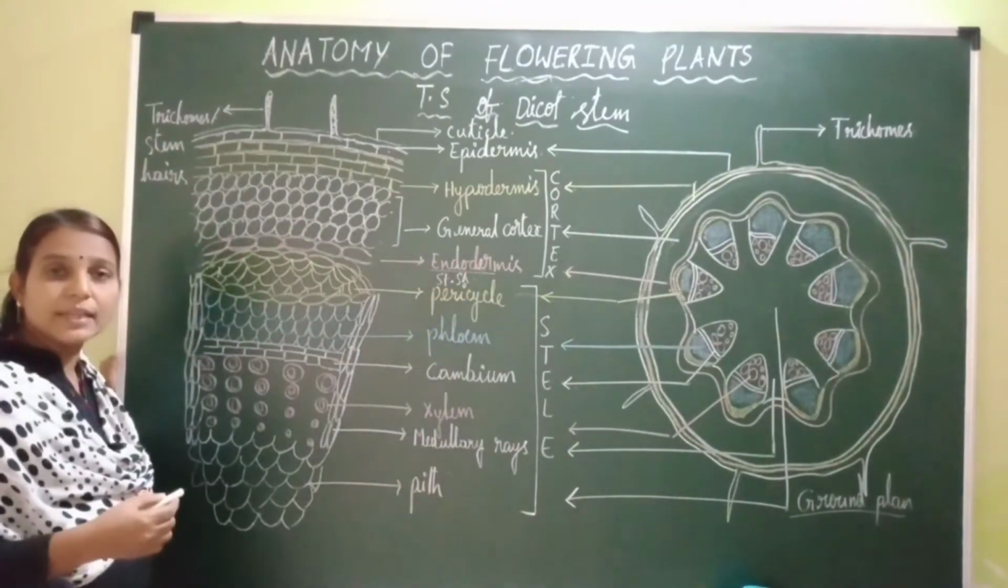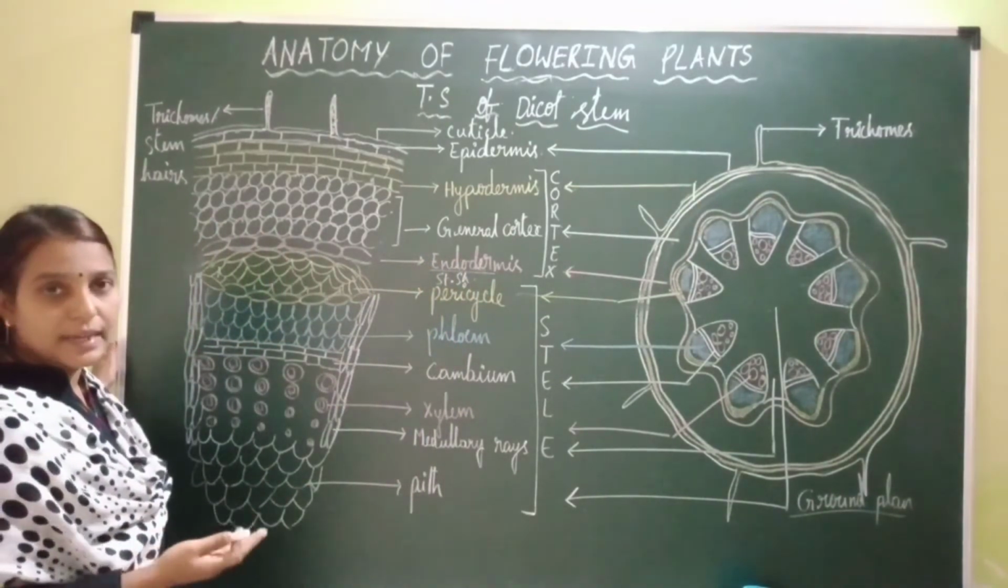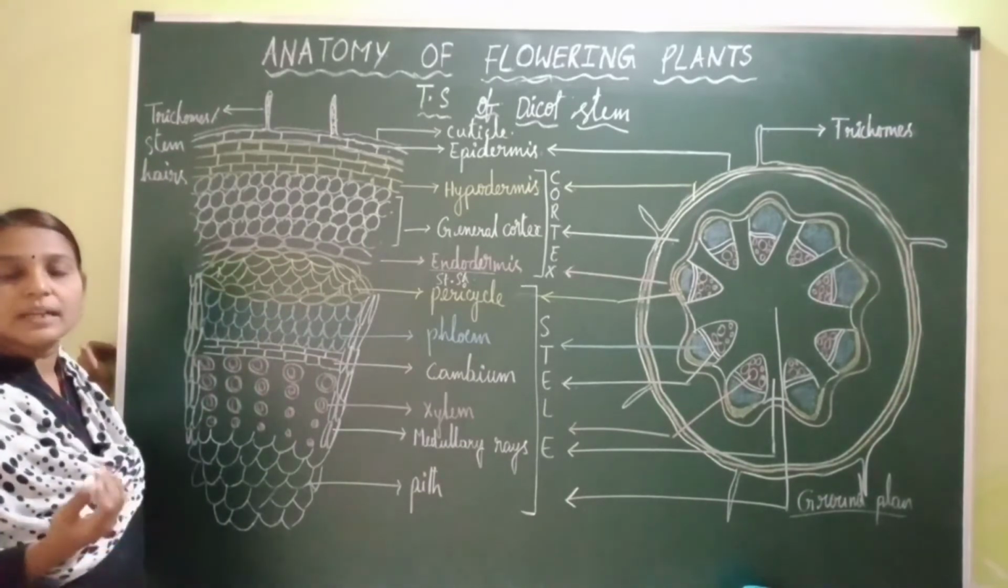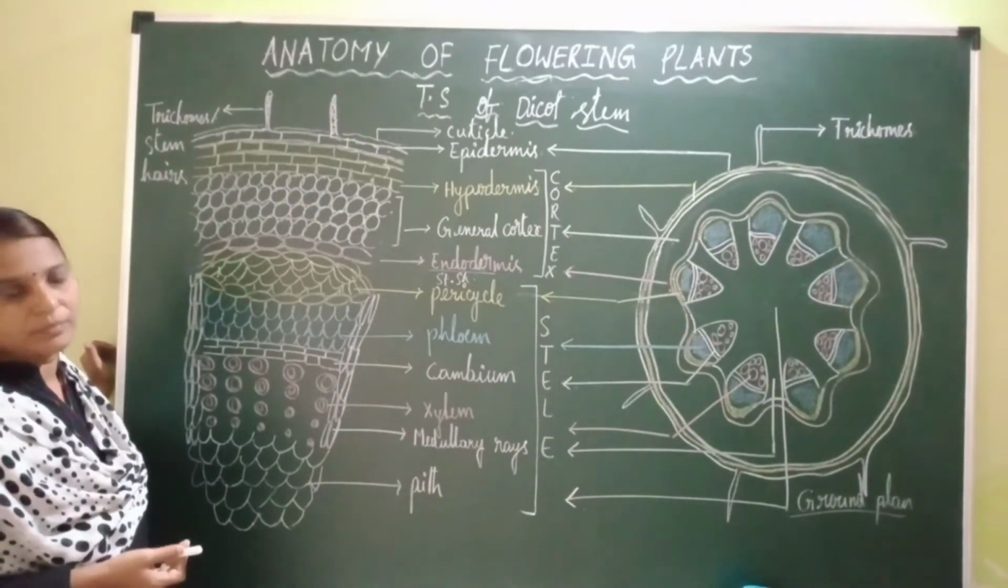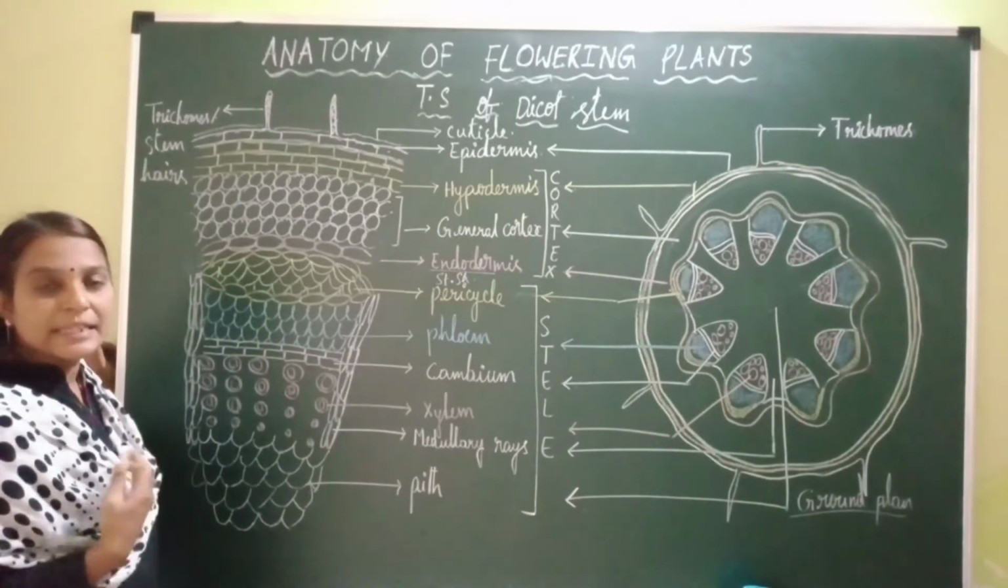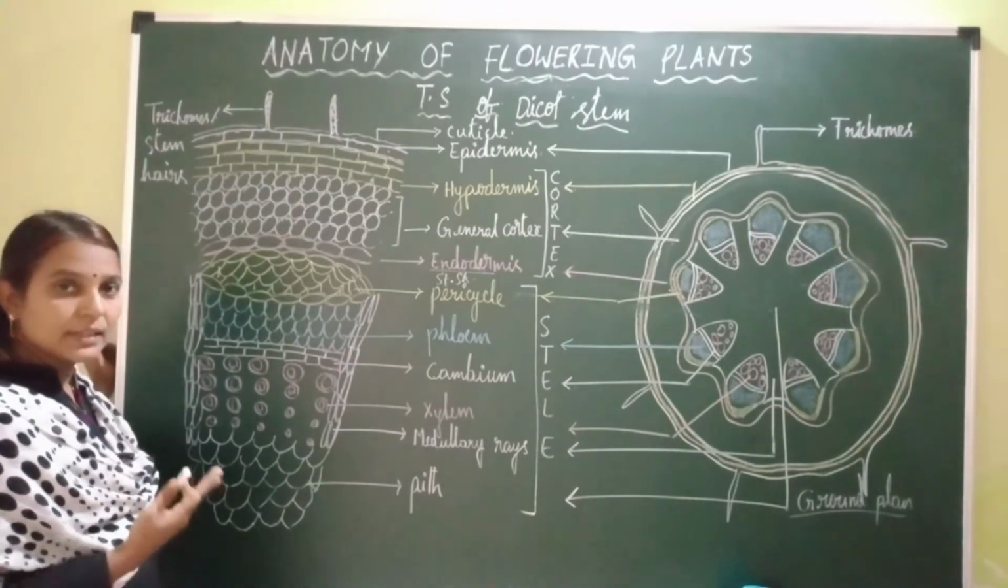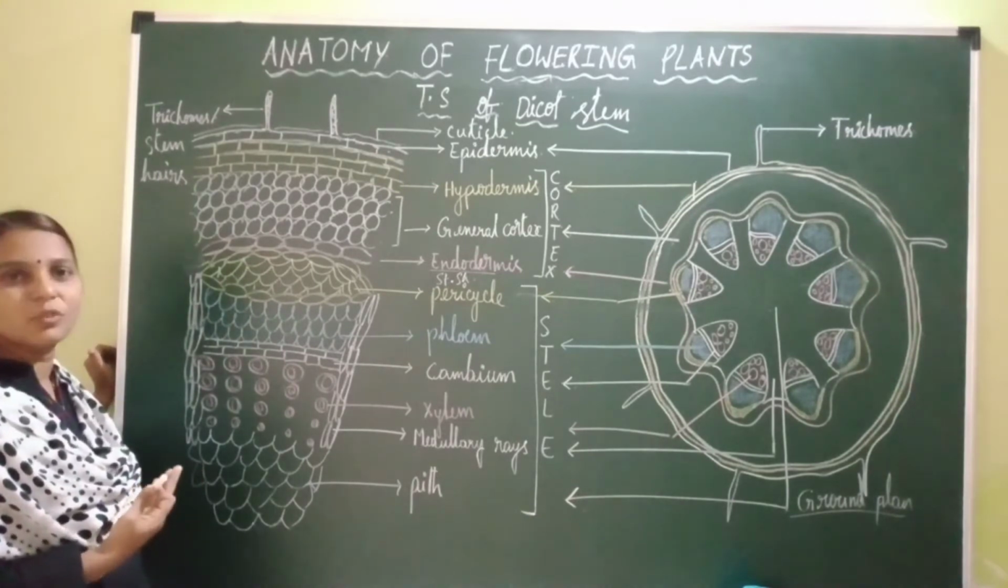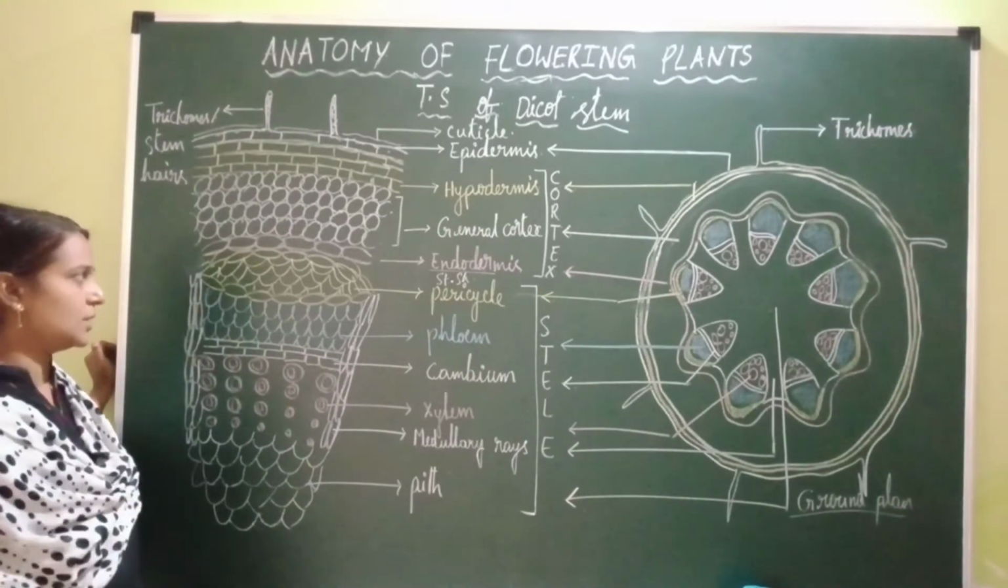Whereas in case of root, whether it is dicot or monocot root, endodermis consists of Casparian strips. But in the endodermis of the dicot stem, these Casparian strips are absent, and it is involved in the storage of food materials in the form of starch. Hence it is called starch sheath, right?